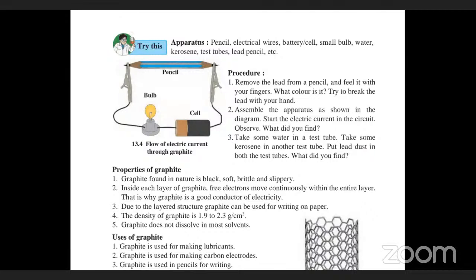See this activity is given. What apparatus you need: you need a pencil, electrical wires, a battery or cell, a small bulb, water, kerosene, a test tube, a lid, and a pencil, etc. Okay. Now see what is the activity given.